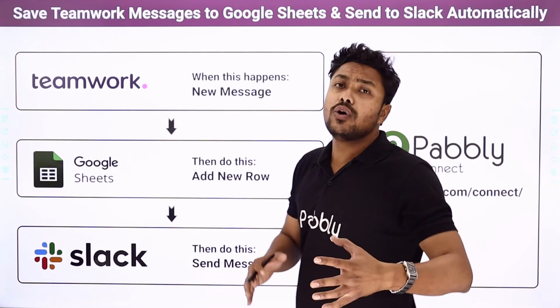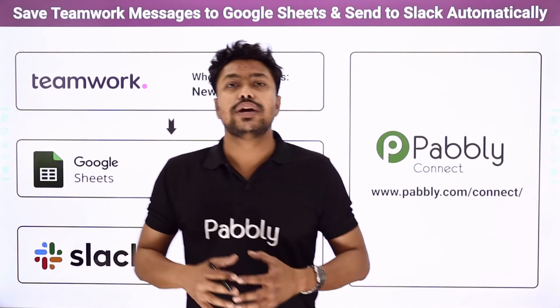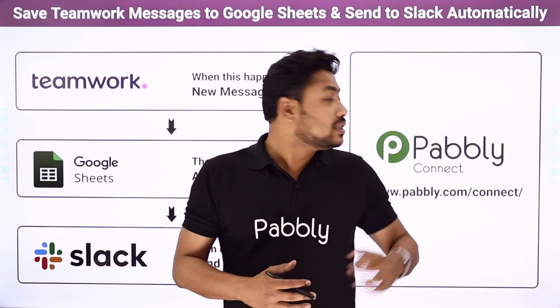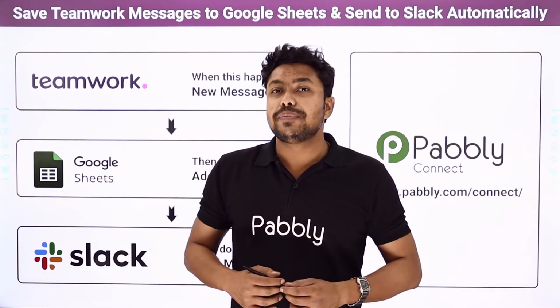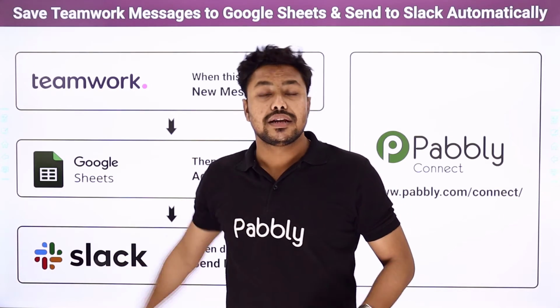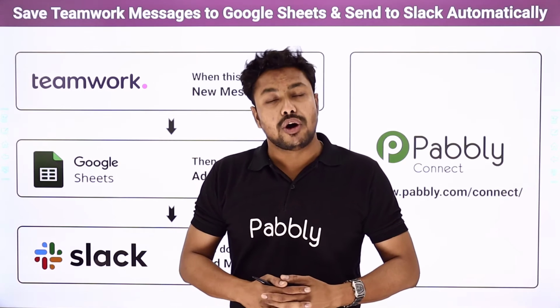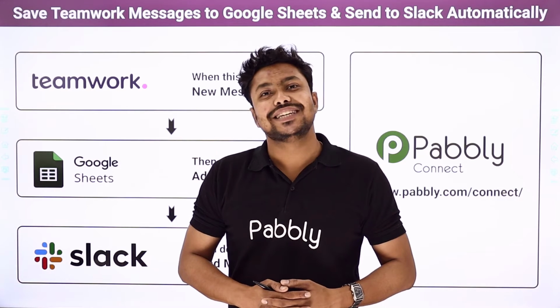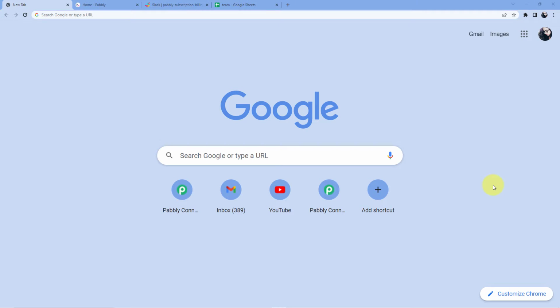Okay. Now, to do this automation, we are going to use an integration and automation service, Pabbly Connect, which will help us connect Teamwork, Google Sheets, and Slack together. Now, if you want to learn how to do this automation, you have to come with me to the screen. And we are back at our screen.